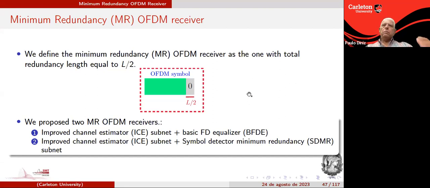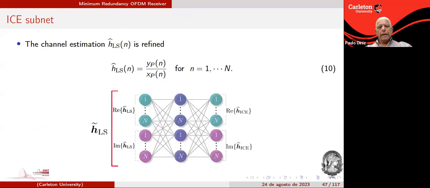Suppose I have L by 2. That's the case in terms of redundancy. I put L by 2. My channel order is L, and then L by 2 is my prefix, I know that I cannot use it, OFDM will not be able to decouple my tones or my data. What I'm going to do in this situation is just do something different. I'm going to try to do my equalization anyway, okay? And then for that, what I did, I just took the estimate that I have, the classical one using training data, and I put this model as input of a small neural network, just a small neural network.